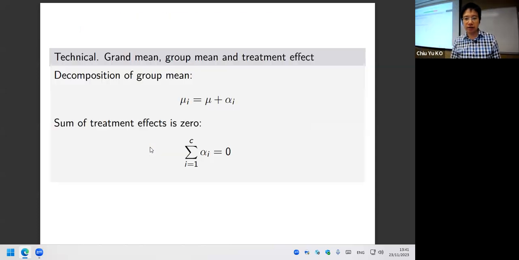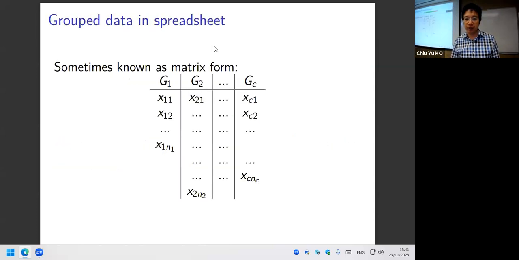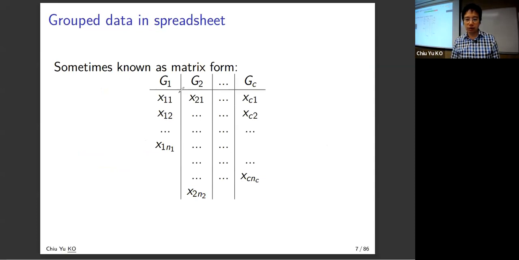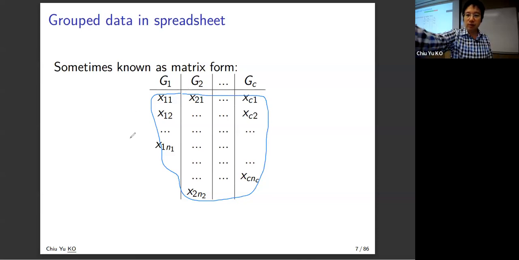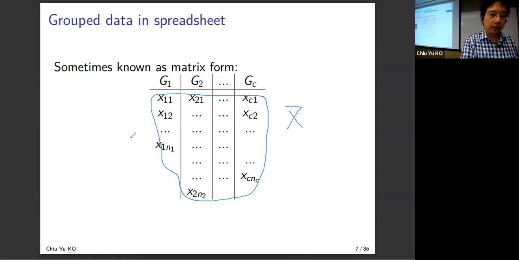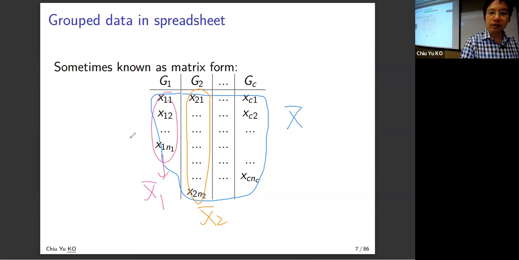Just look at this diagram, right? Again, for the grand mean, you just add everything up and divide by the total number of them. That would give you x bar. If you just add up this column and divide by the number of observations in it, you get x bar 2, and so on and so forth. This one will be x bar 1.